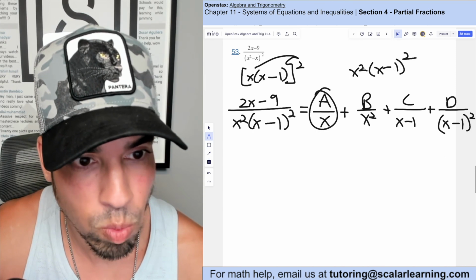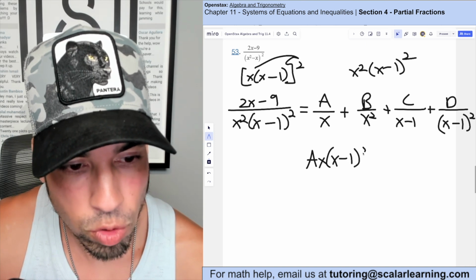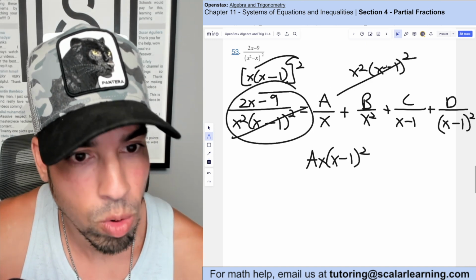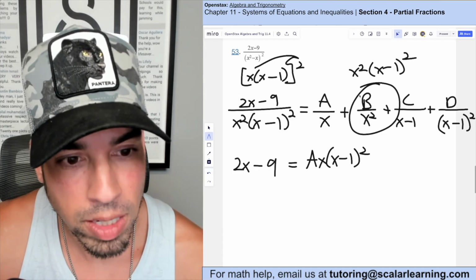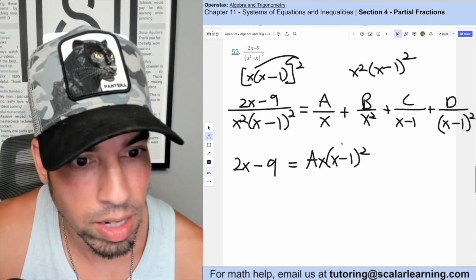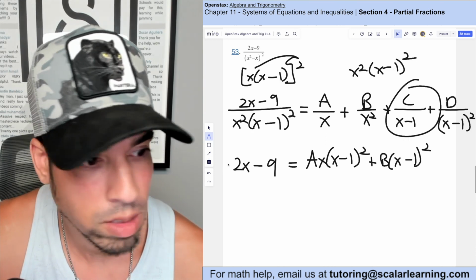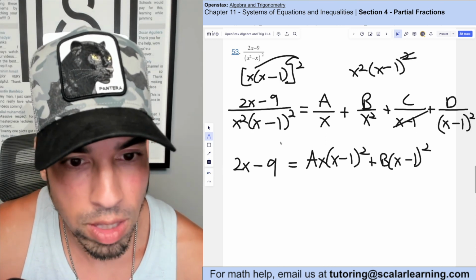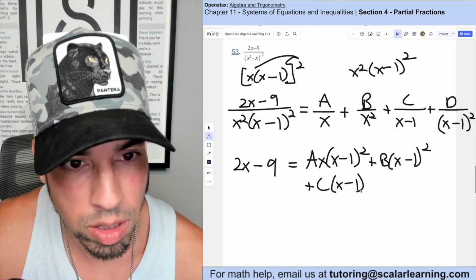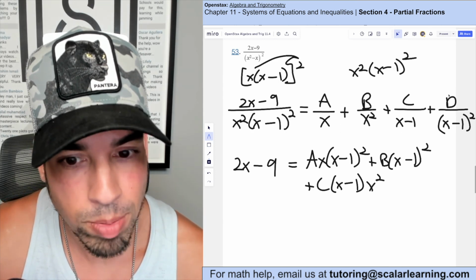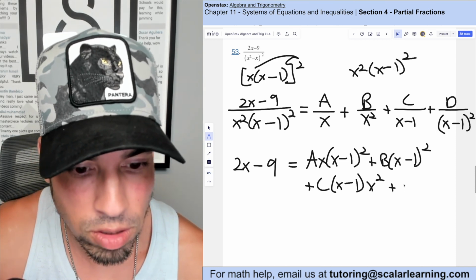We multiply against this. One of the x's cancels out, and we get A times (x minus 1) squared. By the way, over here, when we multiply against this, these whole denominators cancel out, and we get 2x minus 9. Now, when I multiply against this term, the x squareds cancel out, and I get B times (x minus 1) squared. Then when I multiply against this term, one of these cancels out with that, and then I have plus C times (x minus 1) times x squared. And last but not least, when I multiply against this term, this and this cancel out, so I just have plus Dx squared. Okay, great.